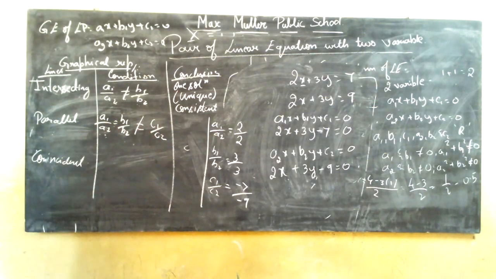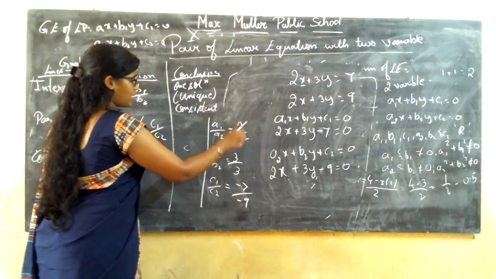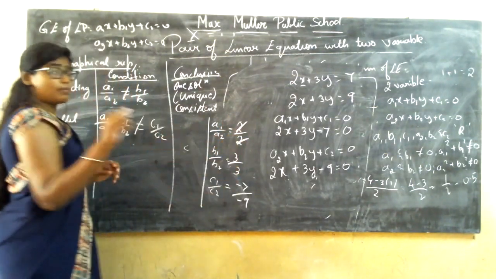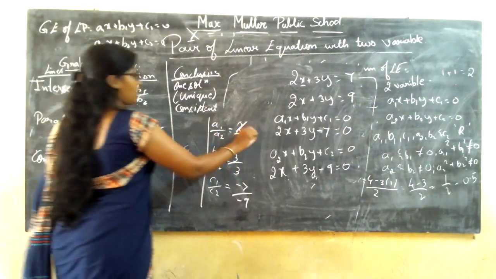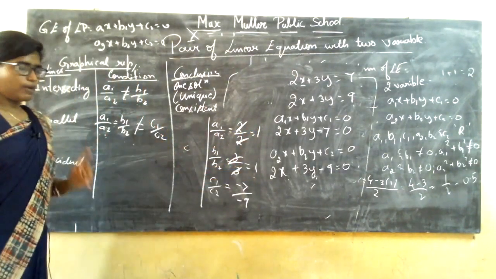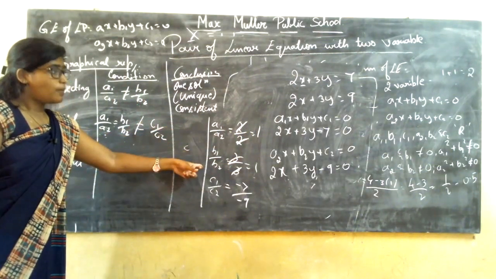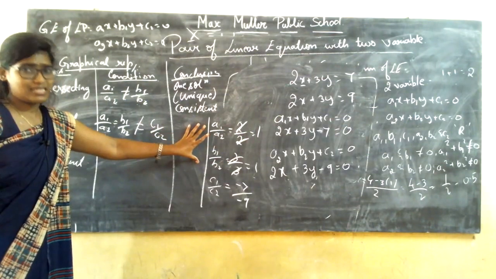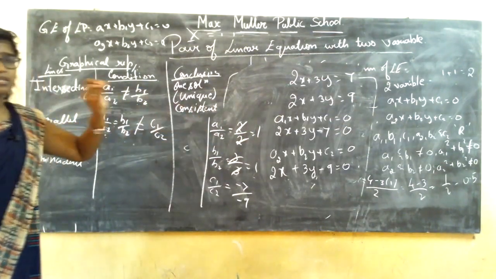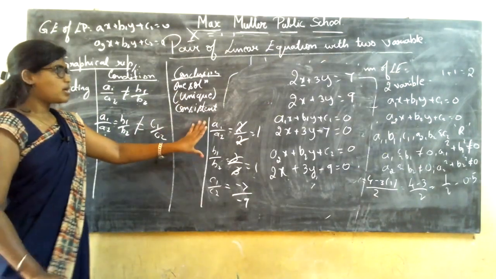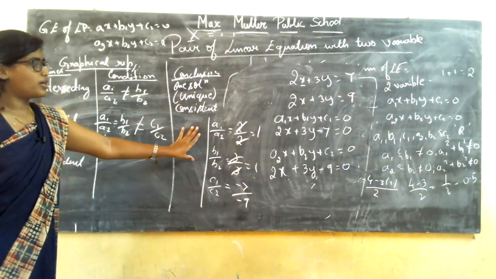Now you need to see whether it is equal or not equal. See, 2 by 2, and 3 by 3. If I simplify, I get the value as 1. And here also, 3 by 3, I get the value of 1. So A1 by A2 and B1 by B2 are both the same. If both are the same, I can easily say that it is not intersecting lines. Clear about this?